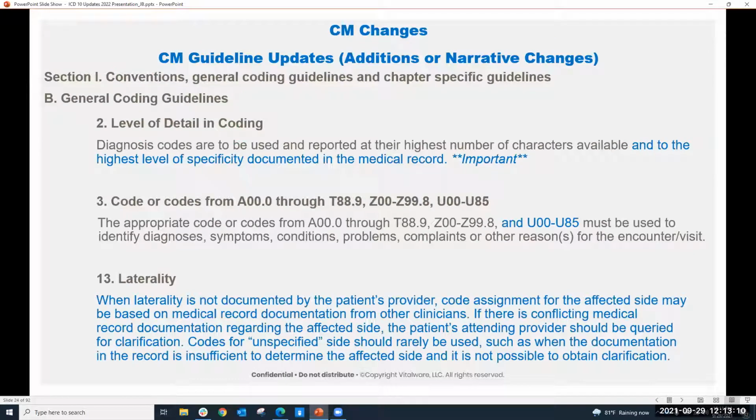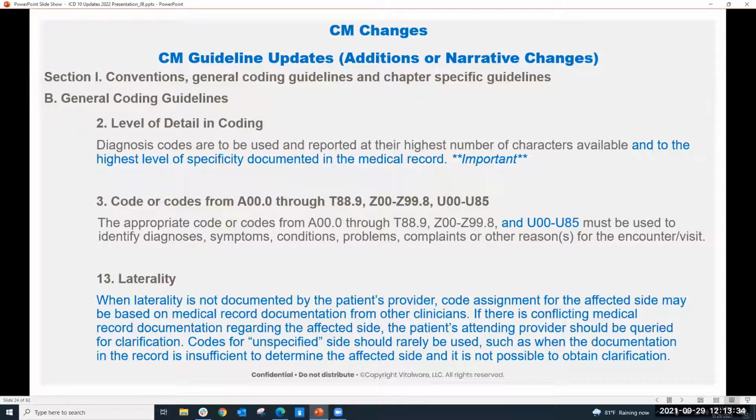Okay, so now we're going to move on to the CM guideline changes. The first change is level of detail and coding. They just put that when coding, you should always code to the highest level of specificity documented in the medical record. So you're going to see this quite a few times within the guidelines.